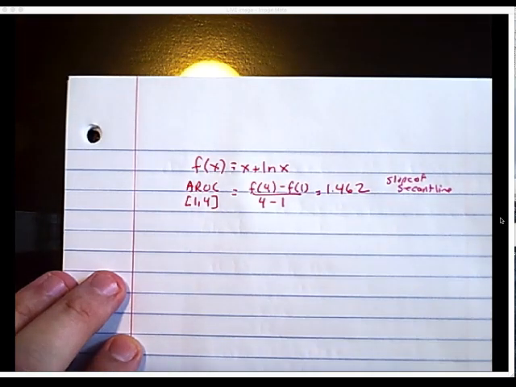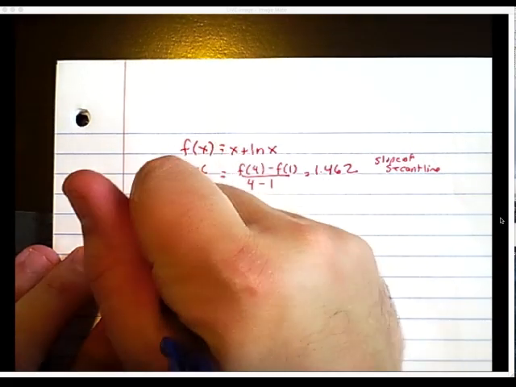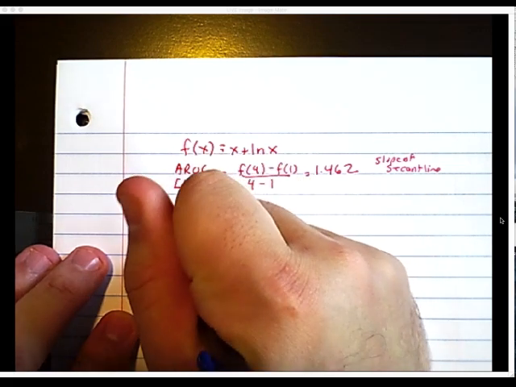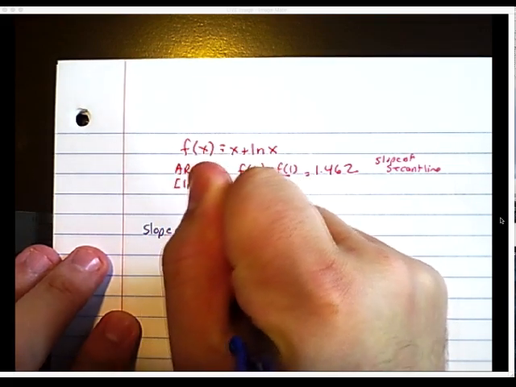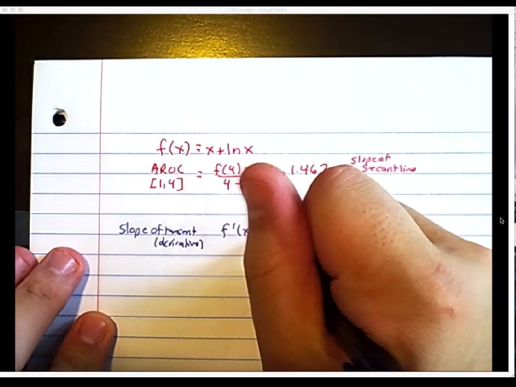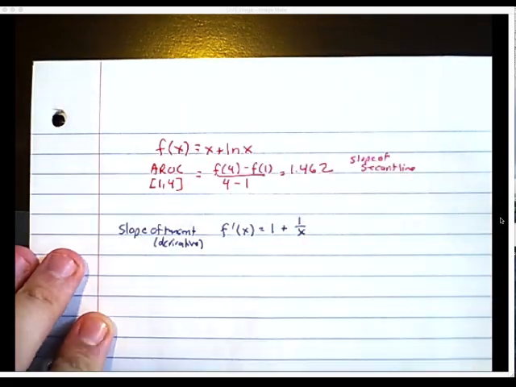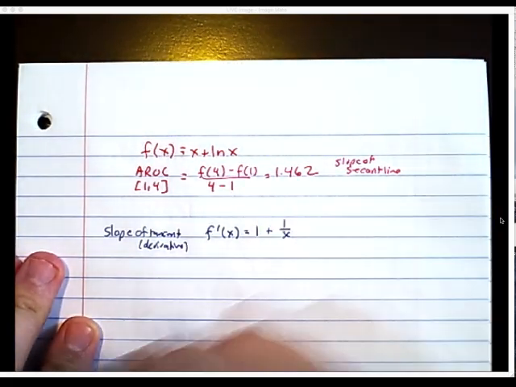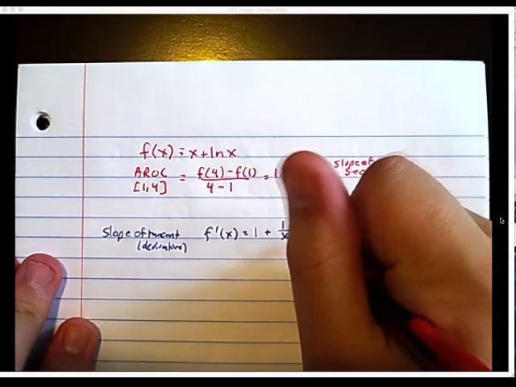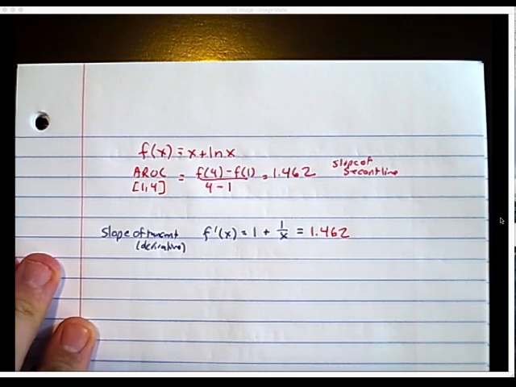I want to figure out where the slope of the tangent line also equals 1.462. Well, what's the slope of the tangent line? Slope of tangent line means derivative. So f prime of x equals the derivative of x, which is 1, plus the derivative of natural log of x, which is 1 over x. So here's the equation for the slope of the tangent line. I want to figure out where that equals 1.462, and I can use my calculator to help me out here.